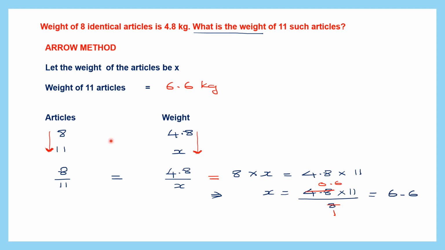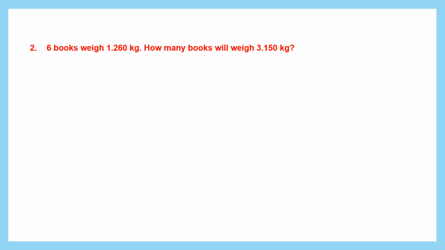So what we're going to do is we're going to make this a fraction and this also a fraction. So we made it a fraction like this, one fraction here, one fraction here. Now we're going to do cross multiplication. That's how we got 8 into x is equal to 4.8 into 11. And when you multiply, you will get your answer as 6.6. So as you keep practicing this, it will get easier for you. Let's go to the next question.